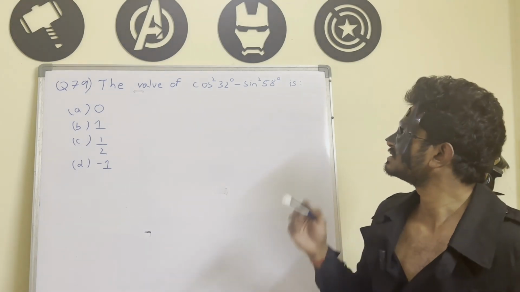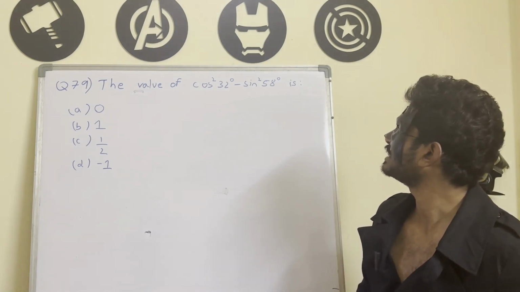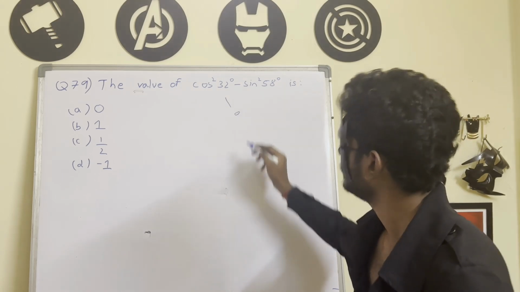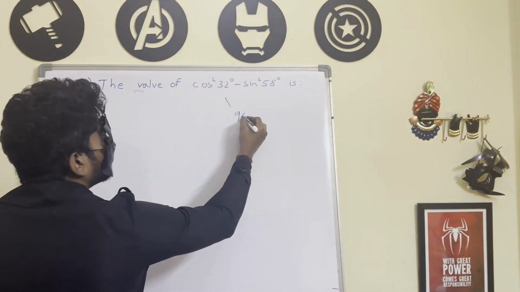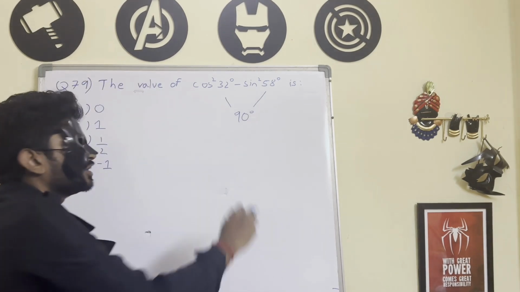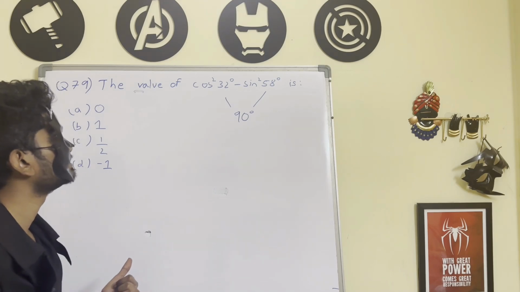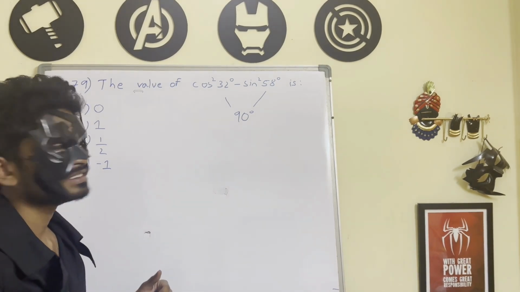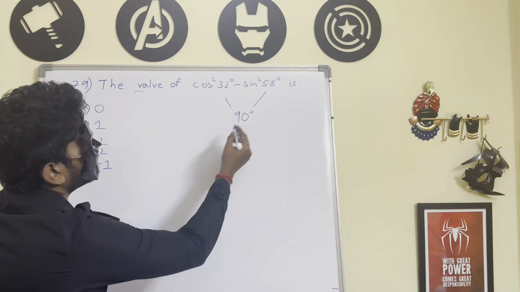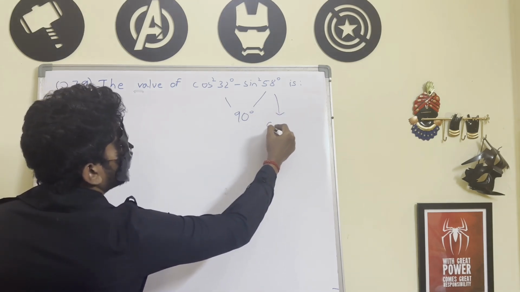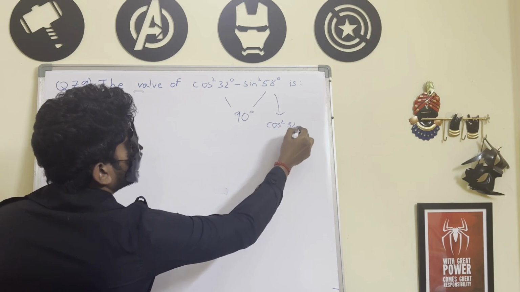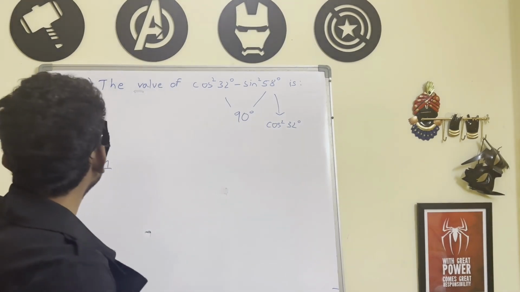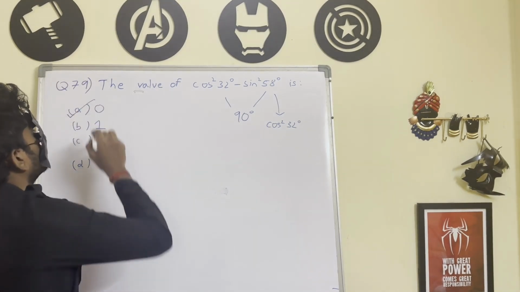So superhumans, next question is find the value of cos square 32 degrees minus sin square 50 degrees. So again these two add up to be 90 degrees. I already taught you cos square A minus sin square B will be equal to 0 because they add up to be 90 degrees, or else you can write sin square 58 as cos square 32 degrees, because cos 90 minus theta is nothing but equal to sin theta. So this will be nothing but 0.